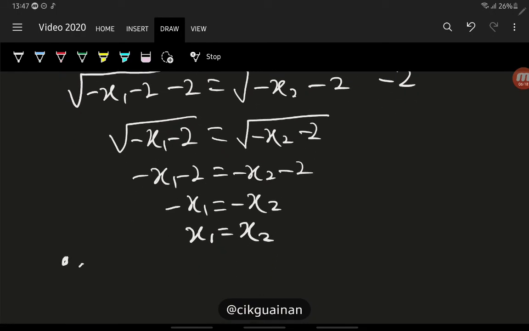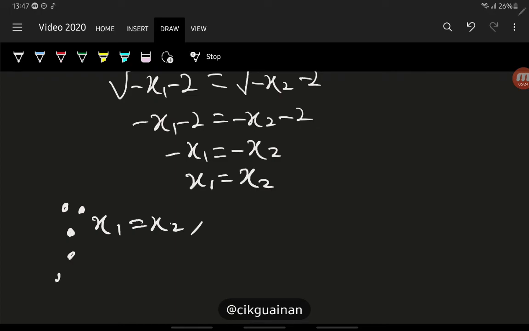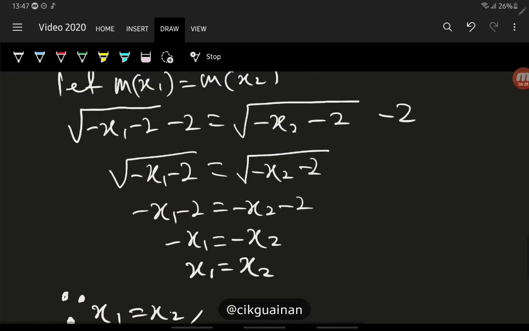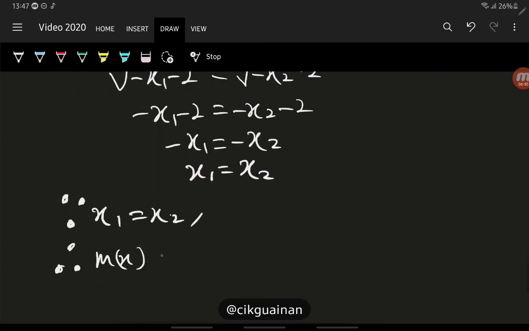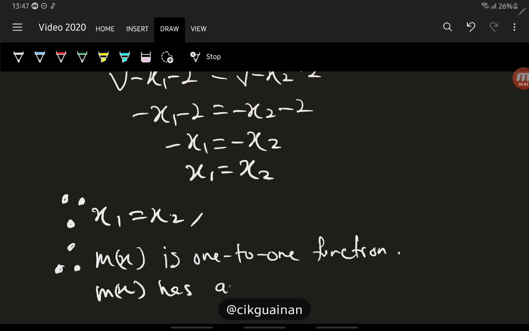So since x1 equals x2, therefore m(x), this is m, right? Yes, m(x) is a 1 to 1 function. Okay, m(x) has an inverse.